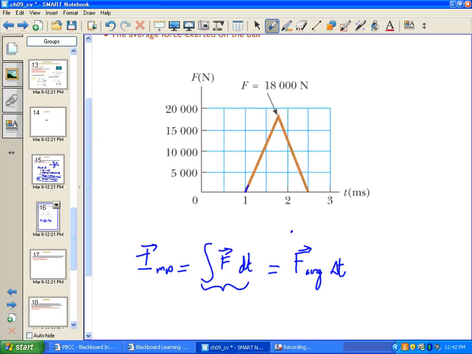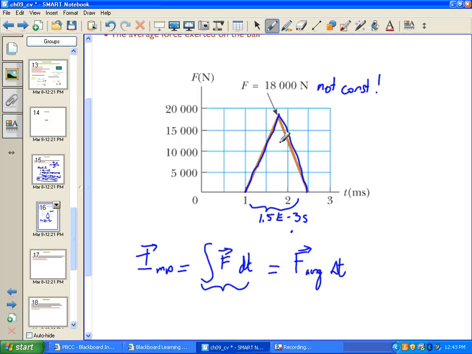In other words, f grows from 0 to its maximum value of 18,000 and then decreases from 18,000 back to 0, and this occurs over a time frame of 1.5 milliseconds, in other words, 1.5 e to the minus 3 seconds. This force is not constant in time, which means that we can either obtain the average of this force or we can integrate the force over that time period to determine the impulse.